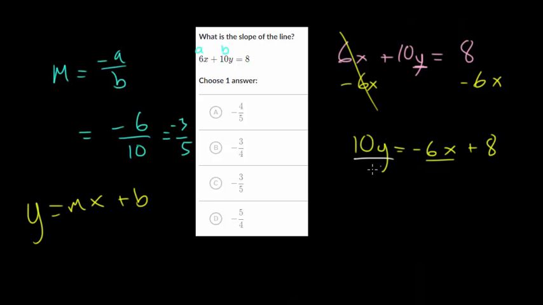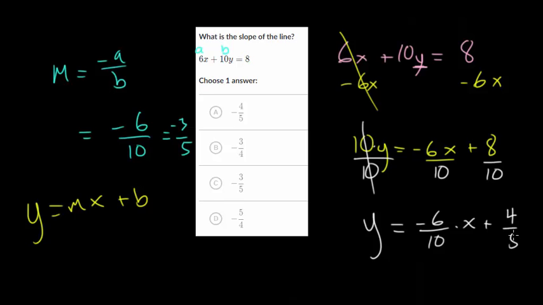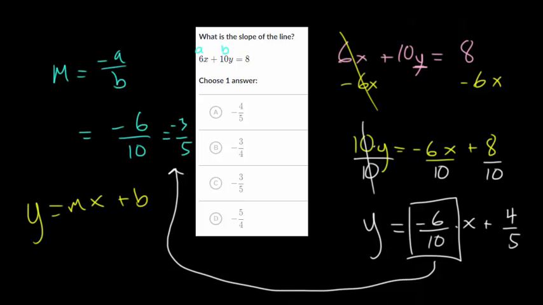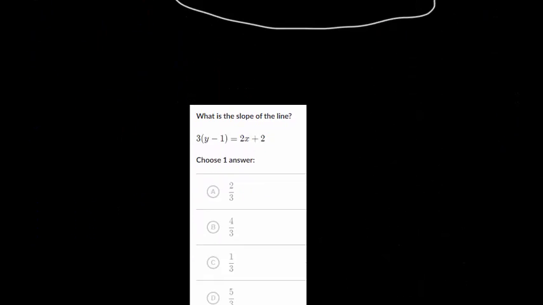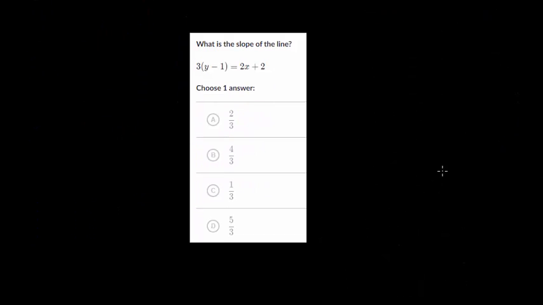And then lastly, I will cancel out the multiplication by 10 by using division. We have to divide everything by 10. So this is just 1. We get that y is minus 6 over 10 times x plus 8 over 10, which is the same as 4/5. And so this is our slope right here. And we already know that it simplifies to minus 3/5. So our answer would be choice letter C here. And let's do another one. And this can be our last problem.